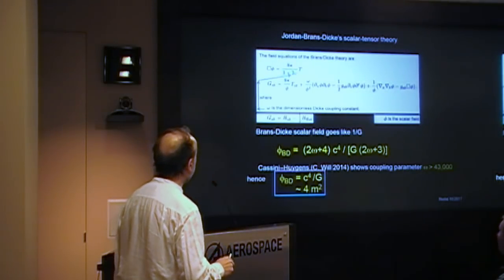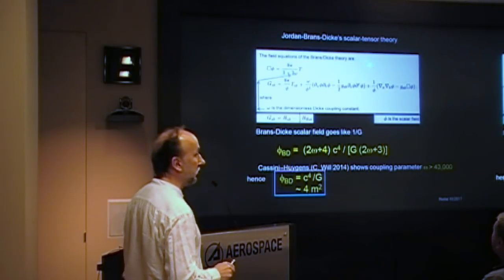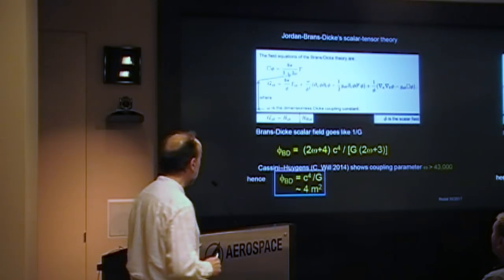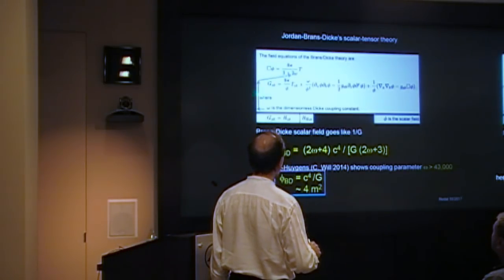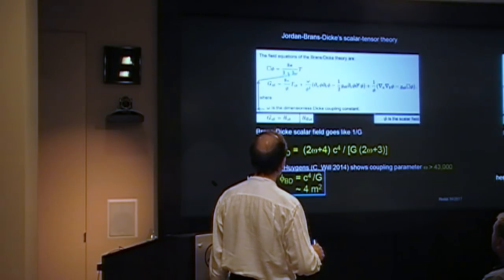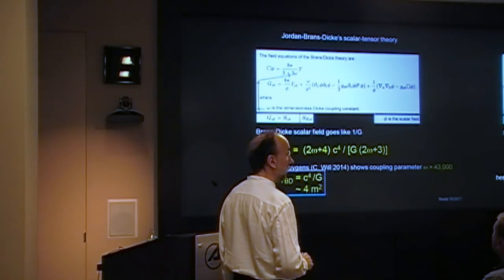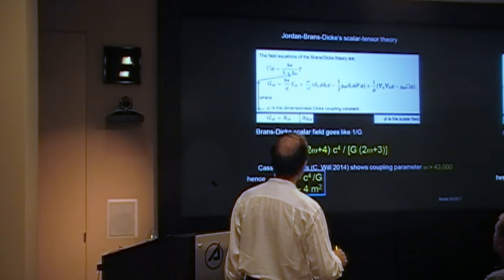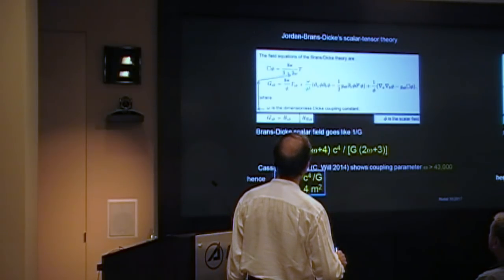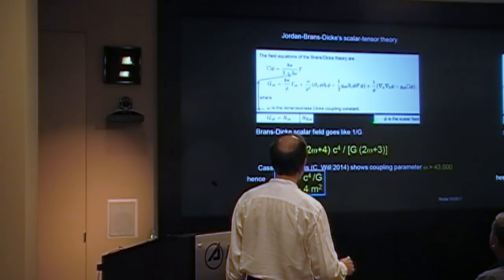Let's continue with this. The field equations of Brans-Dicke theory, to compare with Hollander-Leaker's, have the Einstein tensor here, which contains the curvature, the stress-energy tensor that contains the mass density, and then you have the scalar field here, phi. Phi is the scalar field.